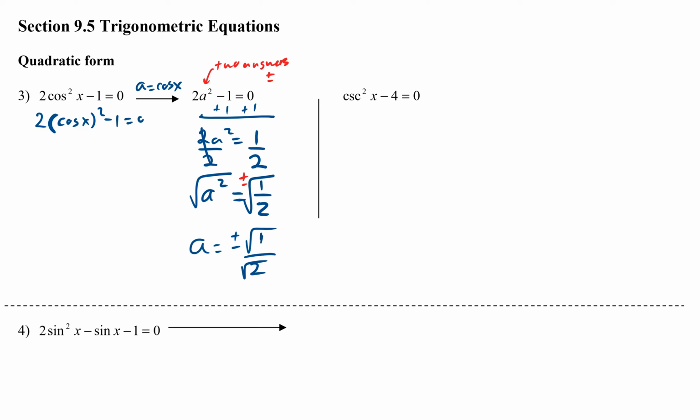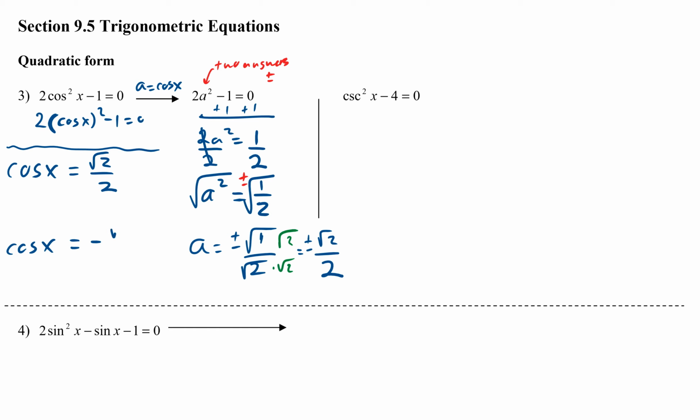So remember, we want to separate them so that we can rationalize. And that gives us our plus or minus square root of 2 over 2. So now we can get our answer. So cosine x was our a, and that equals the square root of 2 over 2. And then the cosine x is also equal to negative square root of 2 over 2. So we're getting two different equations off of here. Okay, so now we just have to find out what the angles are that match that.